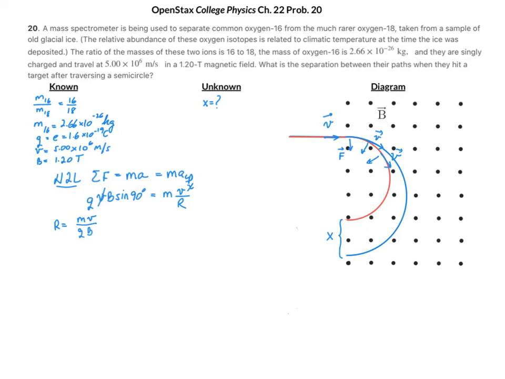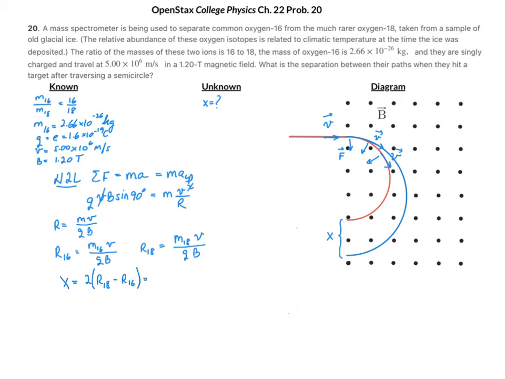And this is true for both oxygen-16 and oxygen-18. So the radius of oxygen-16 is m16 v over qB, and the radius of oxygen-18 is m18 v divided by qB. What we're looking for is this distance, and this distance is actually twice the radius, or the diameter, minus this diameter. So twice the radius minus twice the radius. So let's write that down. X will be 2 times r18 minus r16.